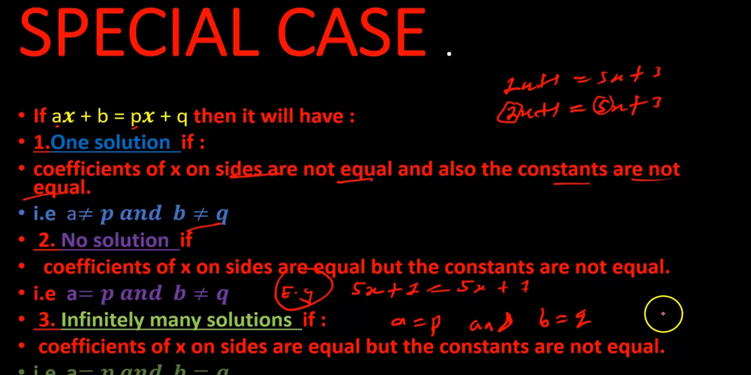That's more like, let's say, 5x + 2 equals 5x + 2. So that is infinitely many solutions. So let's see how the SAT asks this kind of question without wasting enough time. Alright, look at this question here.